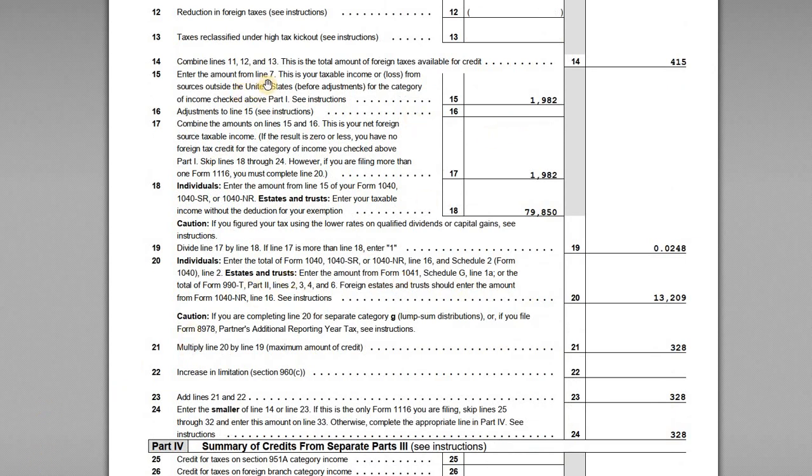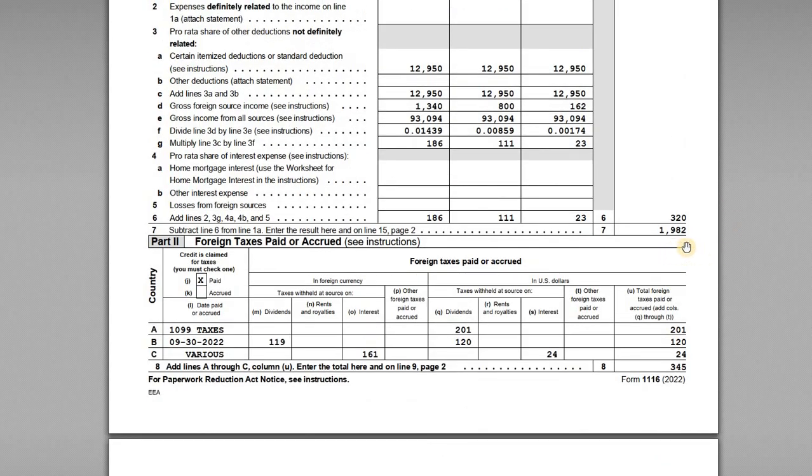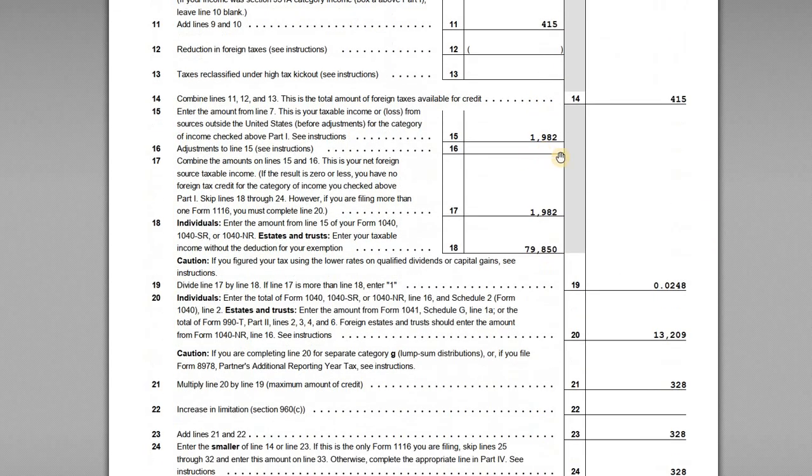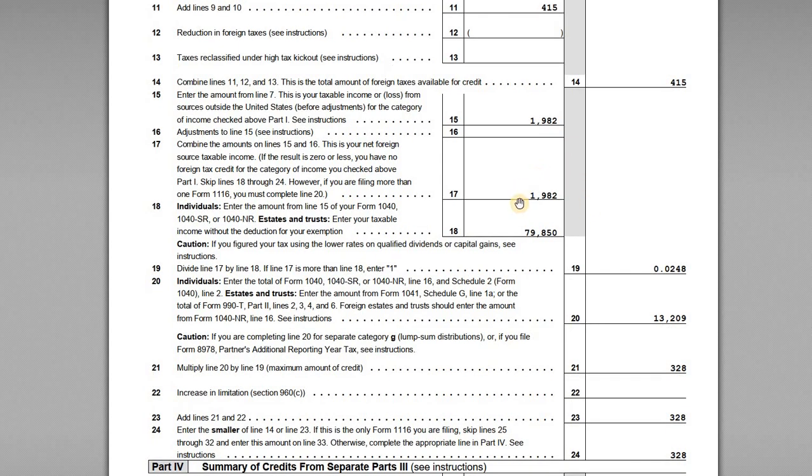Now, line 15, right? Enter the amount from line 7. This is your taxable income from sources outside the U.S. before the adjustments. So that 1982 figure there, that's what's up on line 7. So after we took our foreign source gross income minus the allocation of that standard deduction, we've got the 1982. 1982, no adjustments on line being reported to line 15 on line 16. So we've combined the two amounts, and this is going to be our net foreign source taxable income. Now, line 18, this is really important.